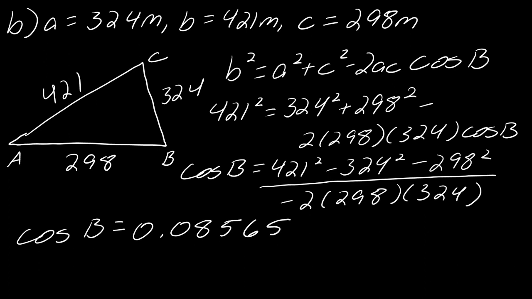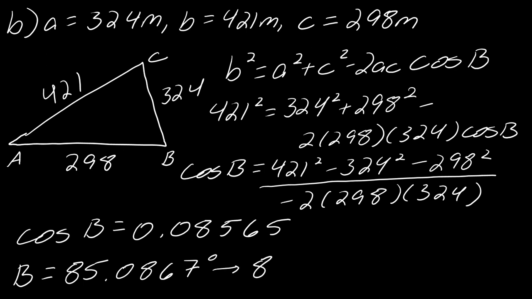0.08565. I'm just going to go out to a few decimals. And so then if I take the inverse cosine of that, I will get that b is equal to 85.0867 degrees, which I will just round to 85 degrees. And so I will note that here. This is 85 degrees, and so let's make some space.